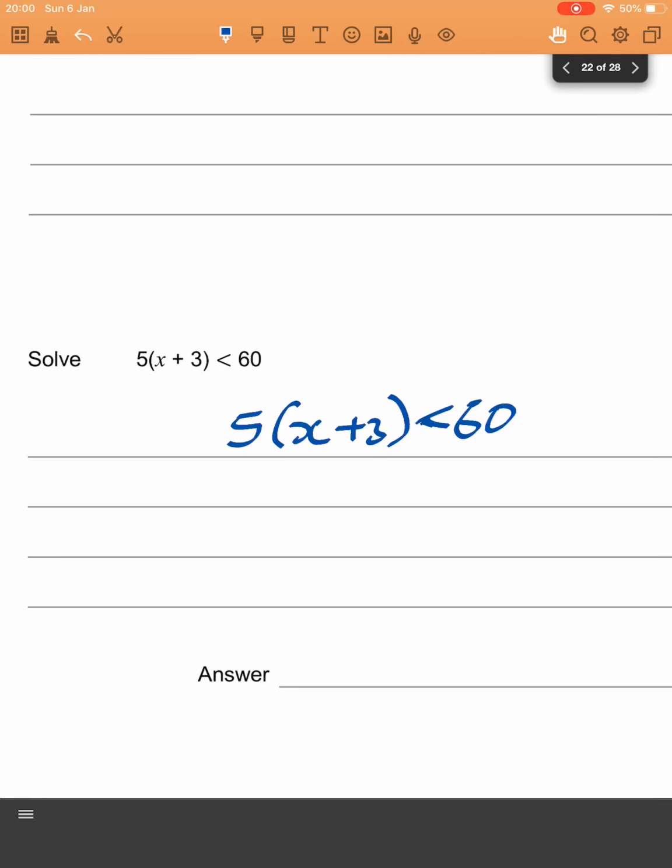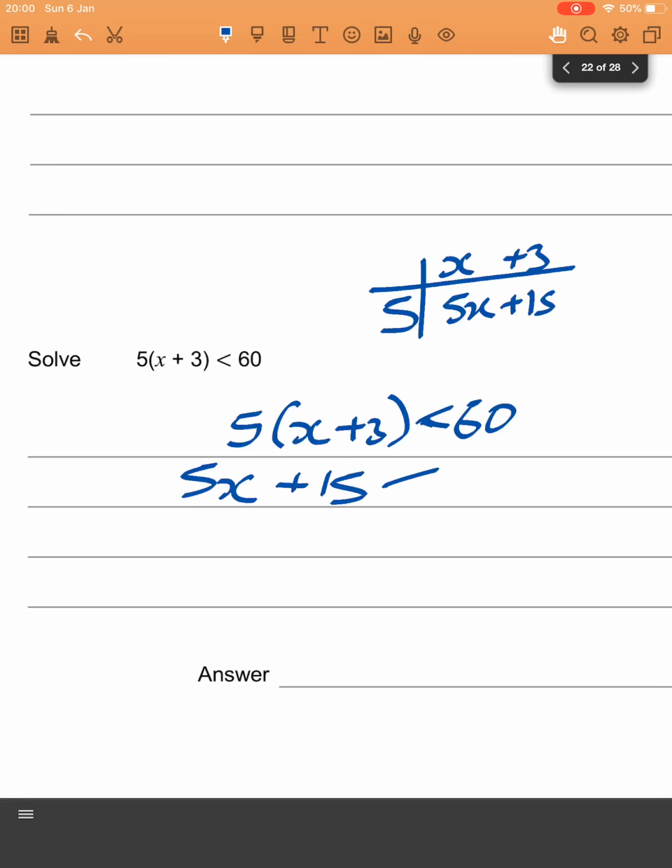To solve this question, I would first of all expand the bracket. So we do it using the grid method like this. I want to do 5 multiplied by x plus 3. So that's 5x, and 5 times 3 is 15. So I've got 5x plus 15 is less than 60.